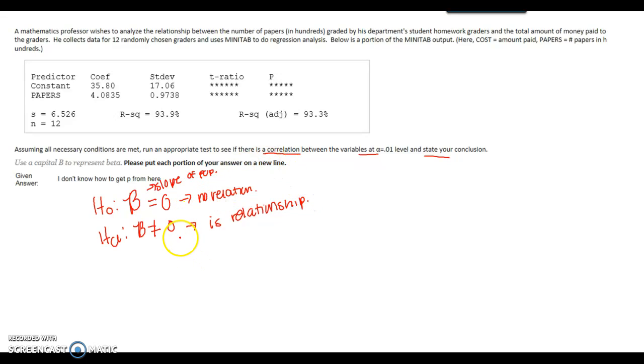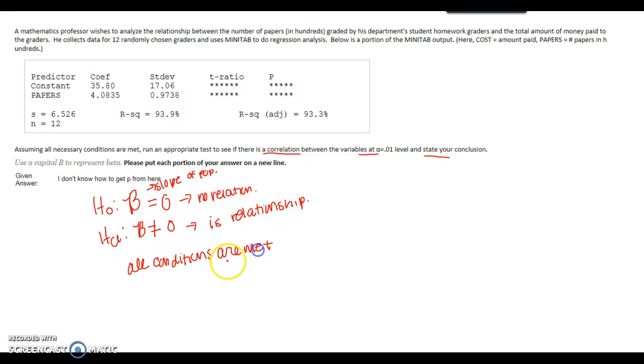So we're checking to see, is there actually in fact a relationship. Okay, so here, this is what you're going to do. Run an appropriate test, and then you'd say all conditions are met. Normally you do your normal conditions, simple random sample, and most of the time with linear tests, you're going to say all conditions are met.